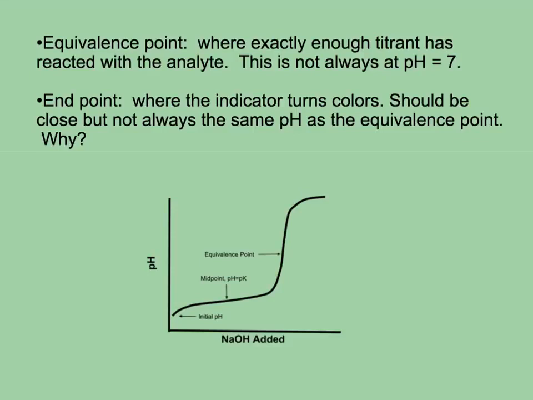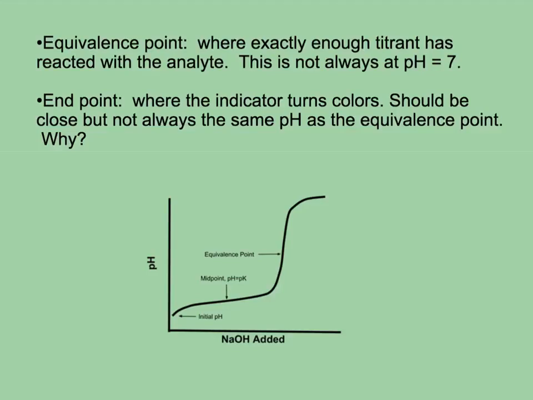Another point that is important is the end point. This is not necessarily part of the graph, but the end point is where the indicator that you chose turns colors. And that's going to be different depending on which indicator you choose. For example, if you choose methyl red, that changes at a pH of 5. If you choose phenolphthalein, that changes at a pH of 9. So every indicator changes at a different pH.